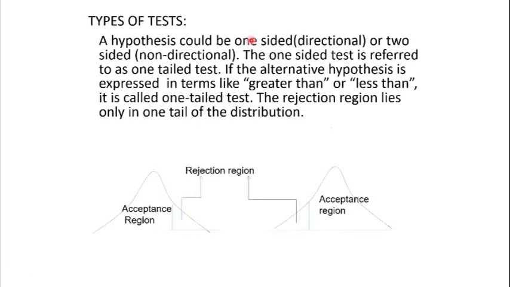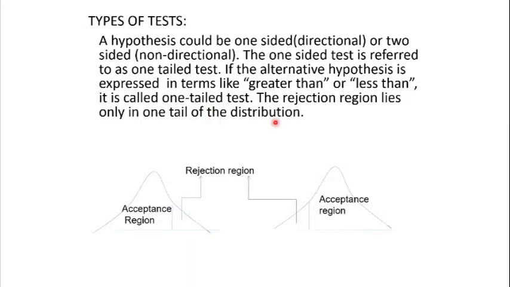And then we also have here yung types of tests, which is we have yung may area tayo, kung last time is nag-graph tayo through Z distribution, dito is pinapakita lang natin yung mismong acceptance region tsaka rejection region natin. Una, we have the hypothesis could be one-sided directional or two-sided non-directional. For this one, yung one-sided lang yung pinapakita niya. So the one-sided test is referred to as one-tailed test. If the alternative hypothesis is expressed in terms of greater than or less than, it is called one-tailed test. The rejection region lies only in one tail end of the distribution.